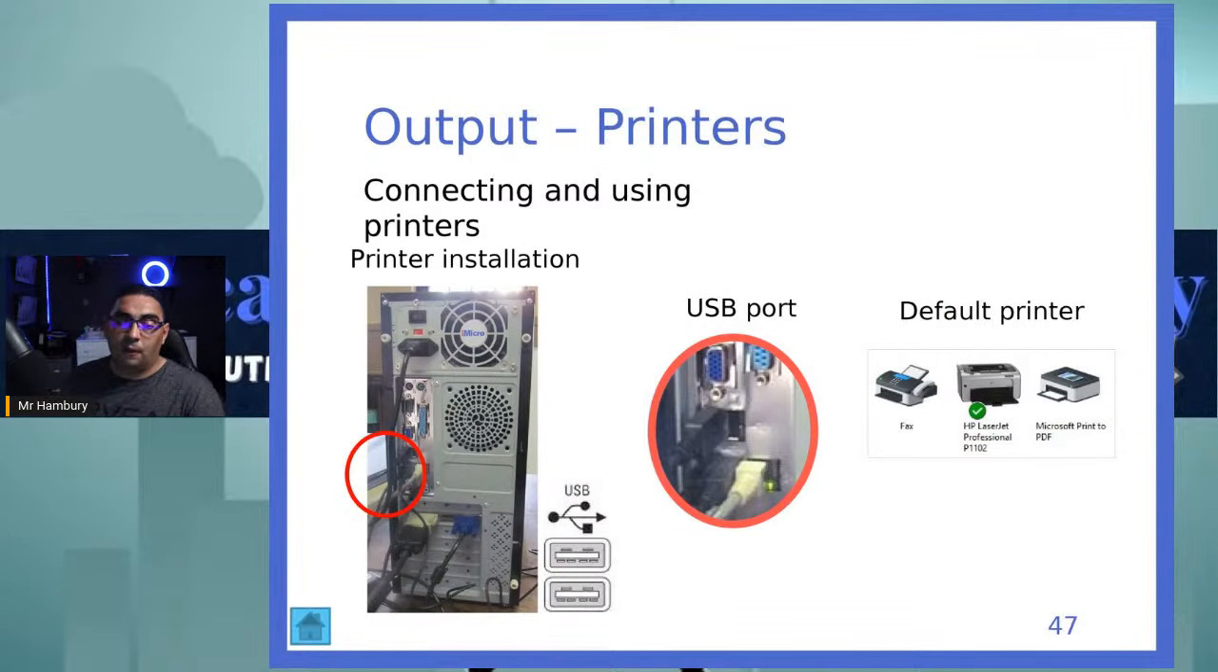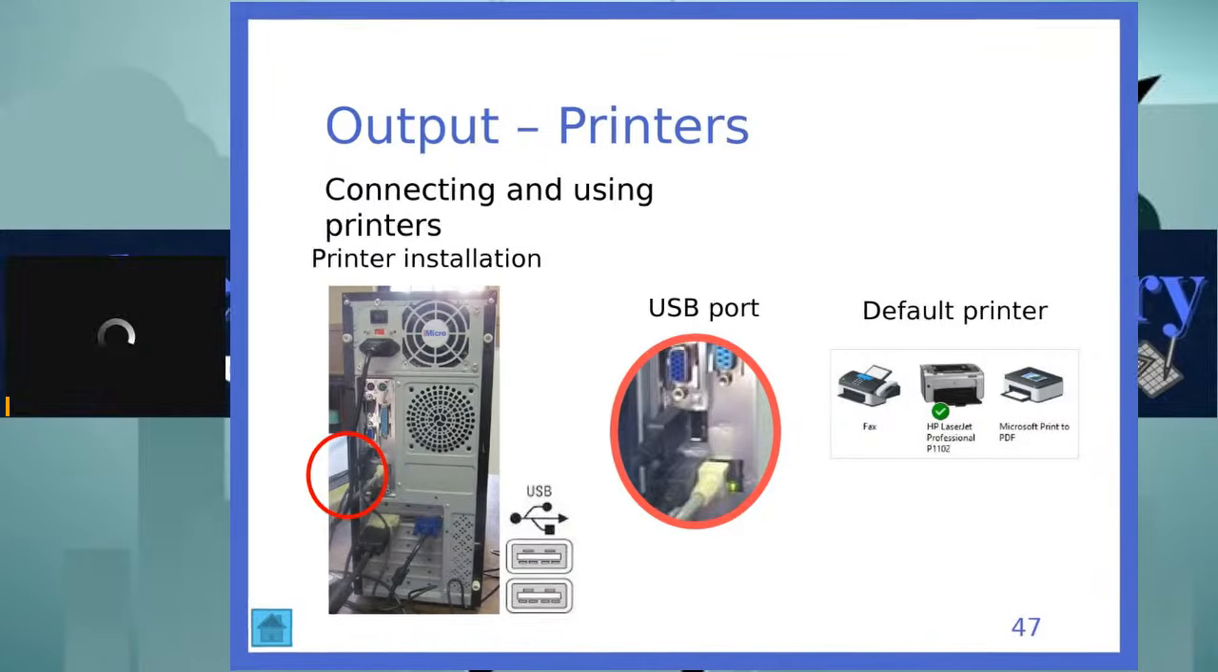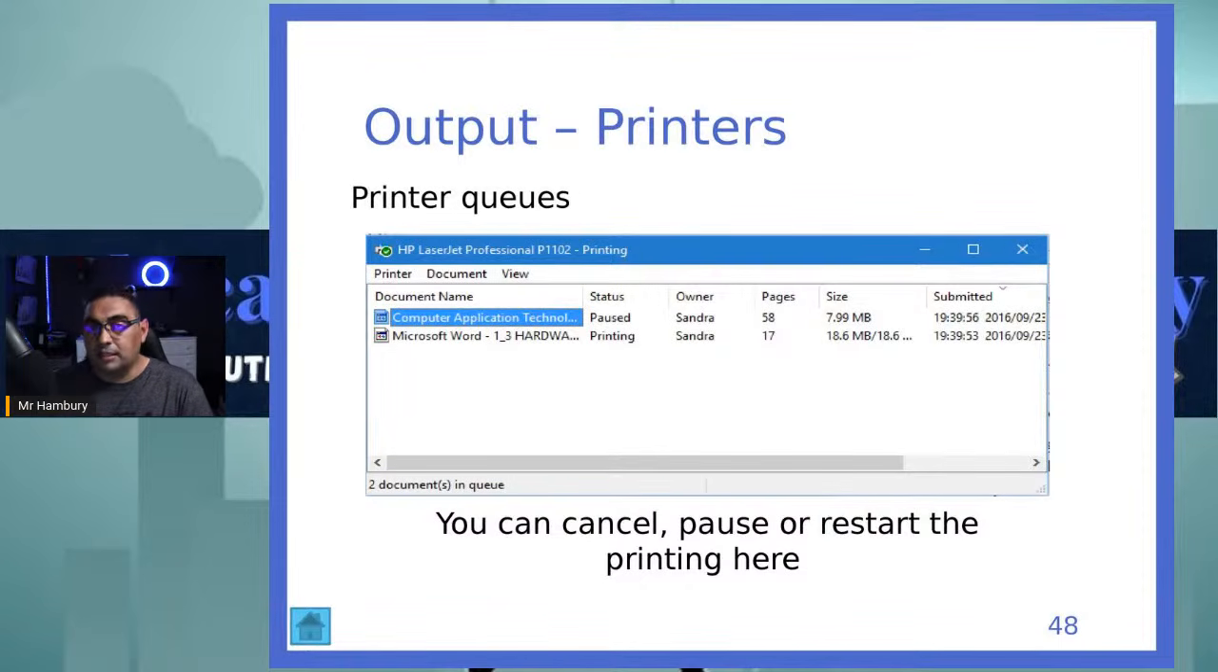Okay, then our output over here. We can see that is just showing us the back of the PC and the ports that are there. And we can see the little green icon there indicates that this is the default printer. In other words, this is the printer that when I click on print, that's where my document is going to go to. With printers, you can do three things, and you can only do this in a printer queue.